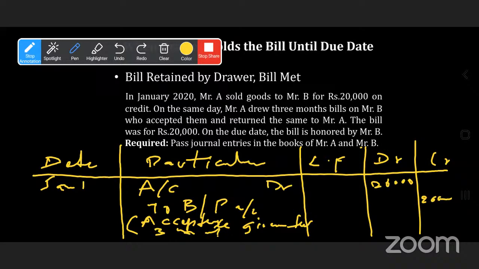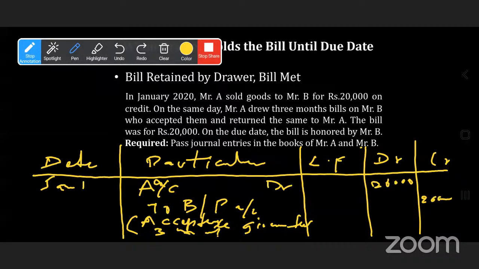Okay. You got this? Yes, ma'am. When a bill is drawn on Mr. B and it is returned back to Mr. A, then you have to pass a journal entry in A's books: bills receivable account debit to A account. You have to give the narration as acceptance given for 3 months.